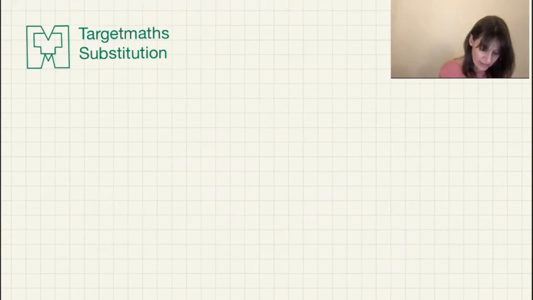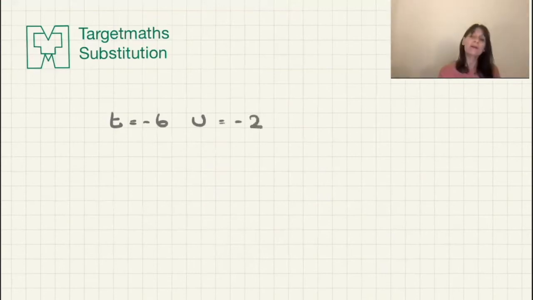Time to introduce the negatives, because you will get this, you won't escape it. So we've got t equals minus 6 and u equals minus 2. I'm not holding back, going straight for it. And I want you to work out 5t minus u. All right, so press play when you're ready.